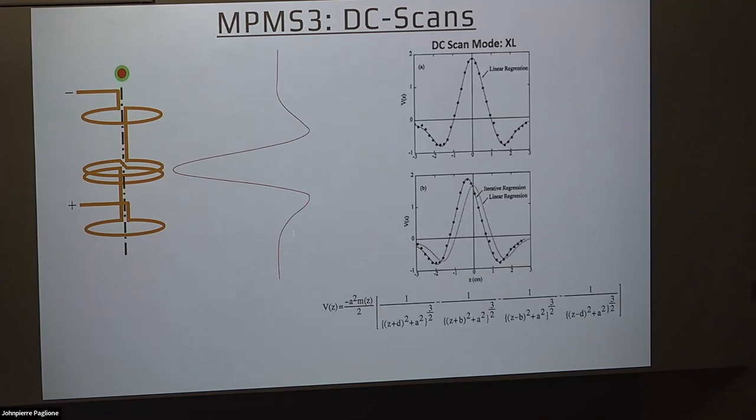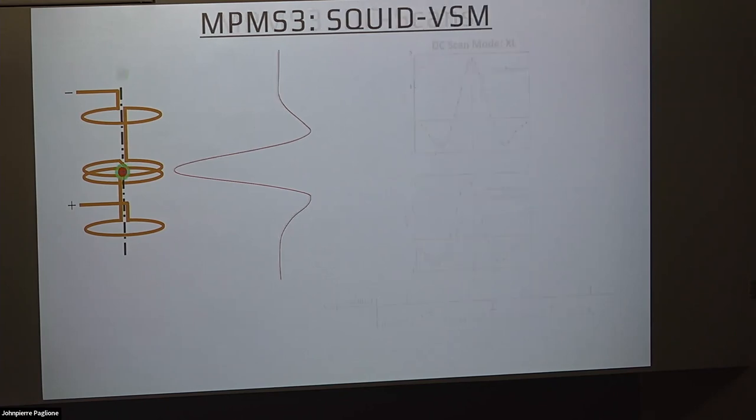We can then fit this voltage profile using, this is Kittel level magnetostatic stuff here. This is actually some old data here. This part of the technology has not changed through the generations. This equation still fits, and then through calibration constants, you calculate the moment. That's basically how the DC scan mode works. Been doing it since 1982. Do it better now, but it's basically the same thing.